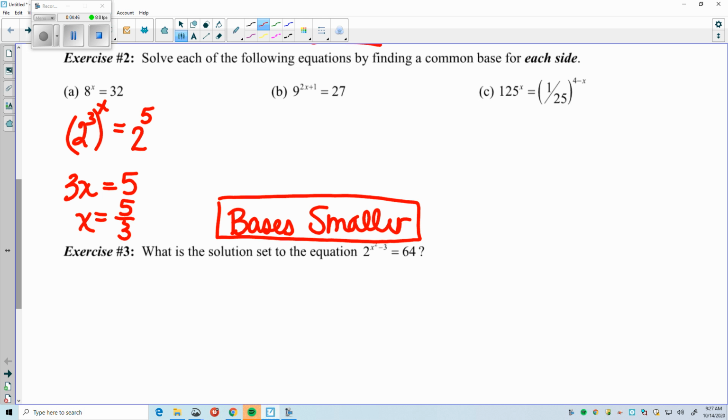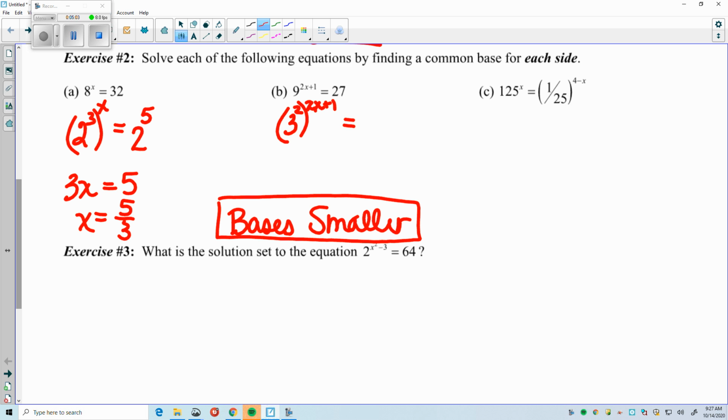Okay, same thing on B. Make your bases smaller. So I'm going to start with 9, knowing it can't be any bigger than 9, so it's got to be smaller than that. I can rewrite 9 by saying 3 squared. That gets me 9. And then we still have 2x plus 1 as your exponent.